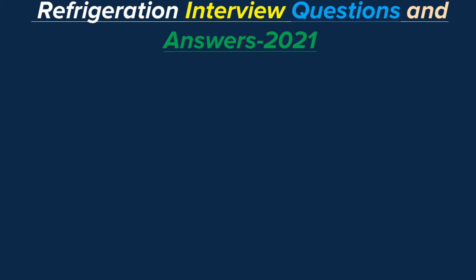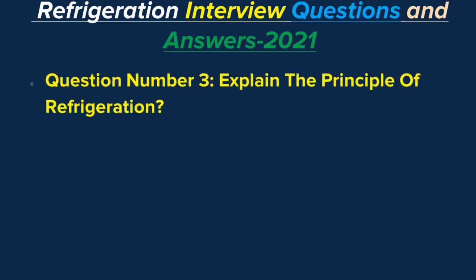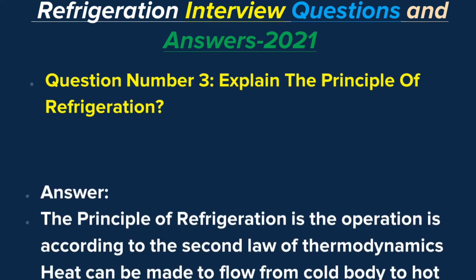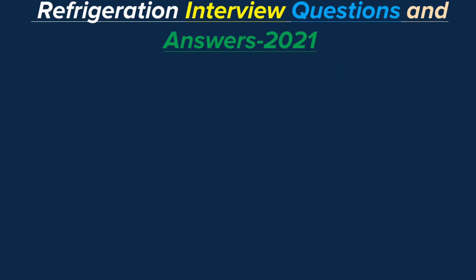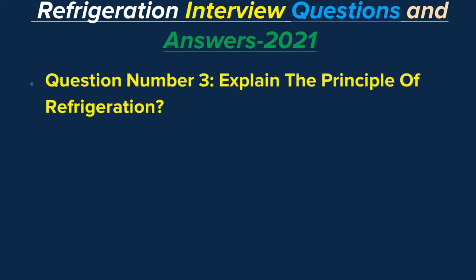Question number 3, explain the principle of refrigeration? Answer. The principle of refrigeration operation is according to the second law of thermodynamics. Heat can be made to flow from cold body to hot body with the help of external source.